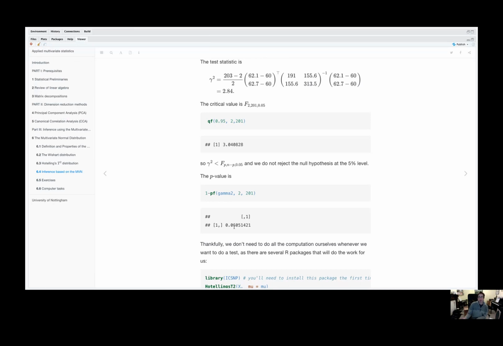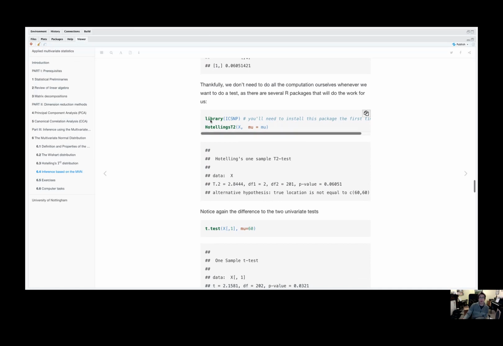Okay. Now, thankfully, we don't need to do all this work ourselves in R. We don't need to compute gamma squared ourselves. There's a library that will do it all for you. You have to install it if you want to do it. It's in this ICSNP package. But then to do the test is very simple. It's just Hotelling's T squared. You just put x in and what you want your mean mu to be. So I put mu to be (60, 60) here. And what we get out is our T squared statistic, 2.84, the degrees of freedom, which was 2 and 201, and our p-value.